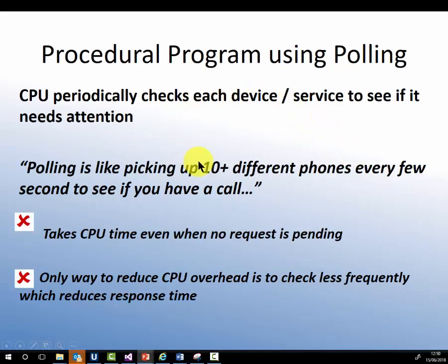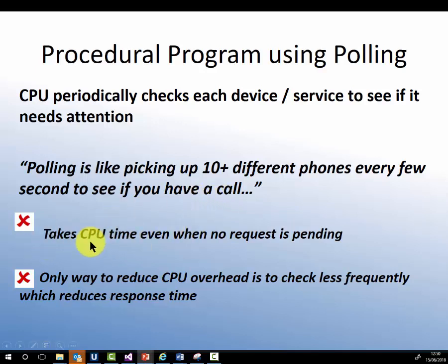The final option is procedural programming using polling. So if you need to get information from different places, this is another option to event-driven programming. So the CPU periodically checks each device or service to see if it needs attention. The closest analogy I can think of is like you are a football agent, and polling is like picking up 10 different phones every few seconds to see if you've got a call. Instead of being able to get them all on one phone, you've got to look at 10 or 100 different phones to see what's going on. You haven't got time to do anything because you're just looking at each of your phones.